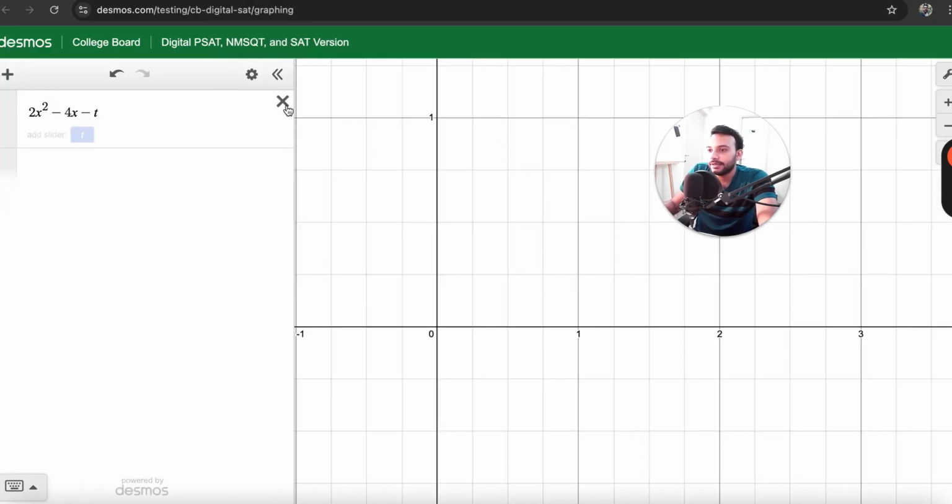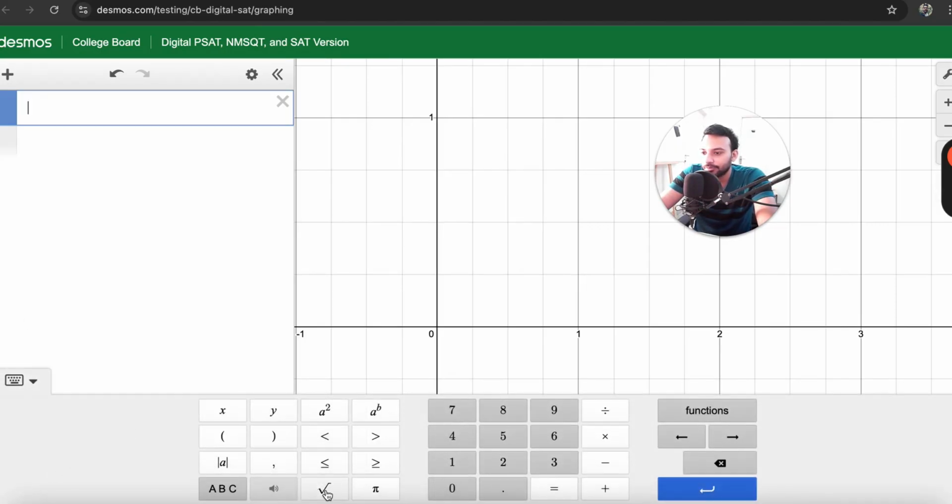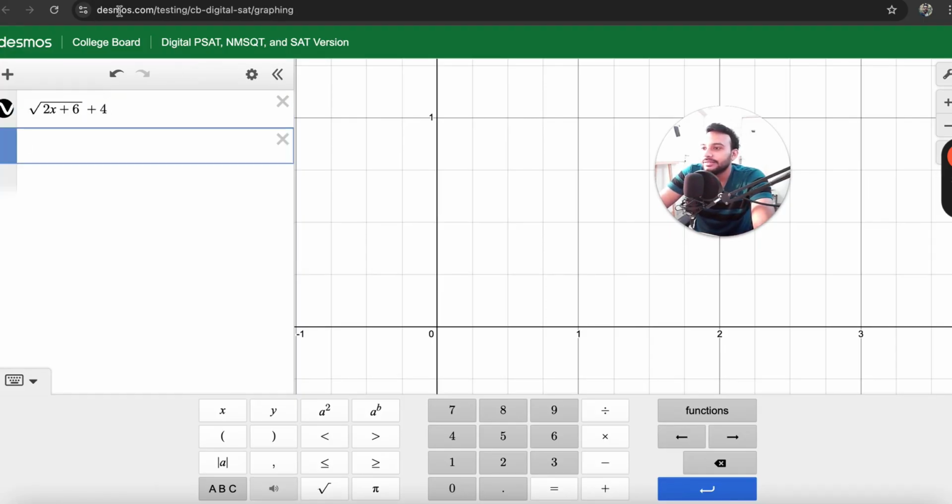So starting with the first one, so it's square root. For the square root symbol, let's put it from here. Square root of 2x plus 6, plus 4. This is the first one. Second one is x plus 3. y is equal to x plus 3.